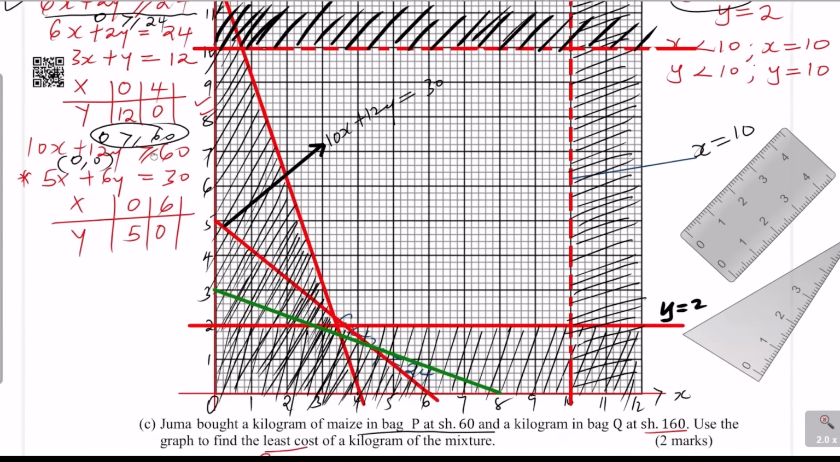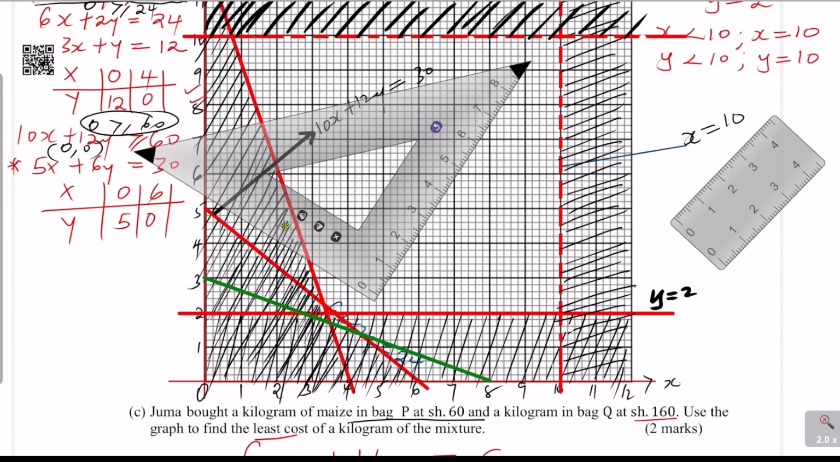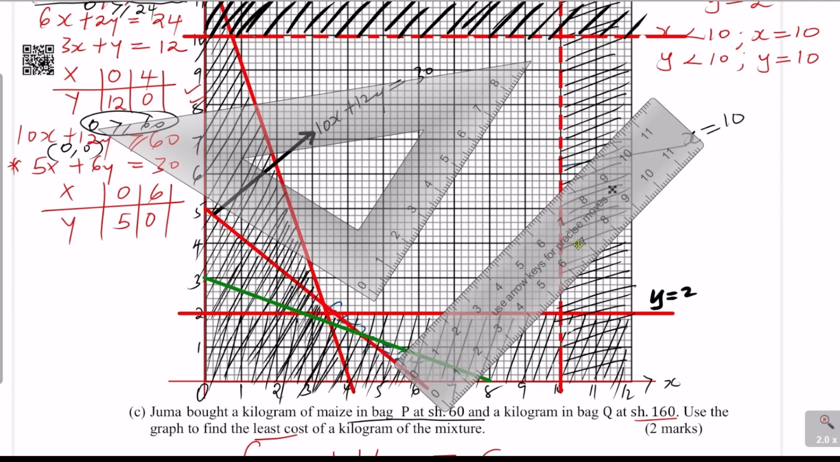This is what you're going to do. Get a ruler and a set square to do this. So there I have my set square and then a ruler. Now this is what you do.